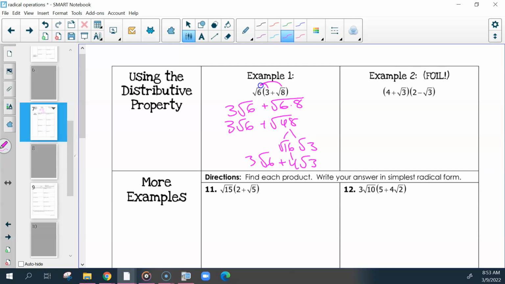Can we do anything else with this? Got 2. No. 6 will not be simplified anymore because 3 and 2 is not a pair. 3 cannot be simplified anymore, and we cannot add these together. So this is it.